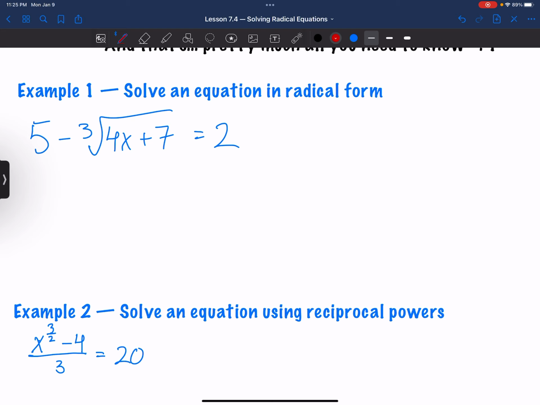Let's solve this equation that's given to us in radical form. The first thing I want to do is isolate the radical. So I'll subtract 5 from both sides, getting me negative cube root of 4x plus 7 equals 2 minus 5, which is negative 3. I will then divide both sides by negative 1 because I really just want to get that radical alone and make it positive.